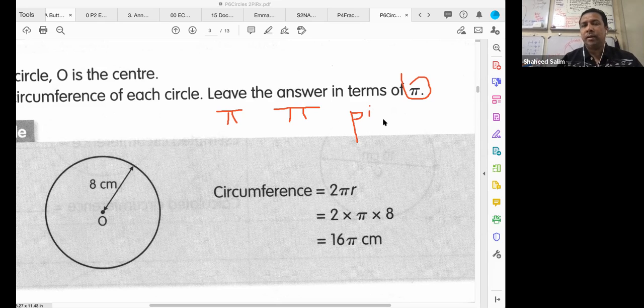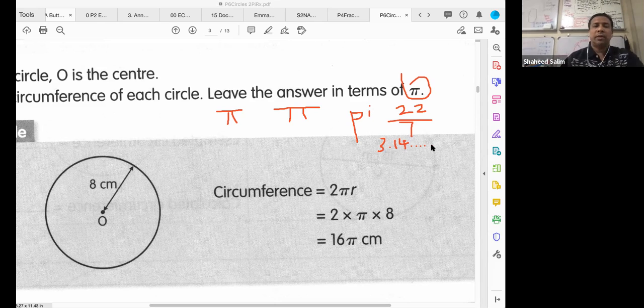What is this number? This number is equal to 22 divided by 7, which is equal to 3.14, and it's a never-ending number. This number is a special number. What special number? I'm going to show you now.